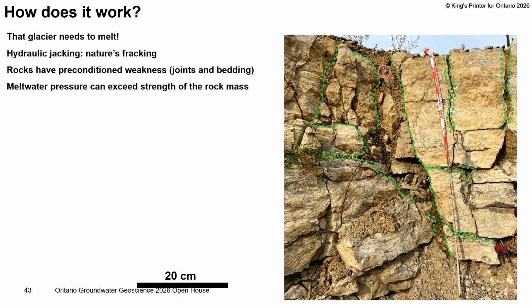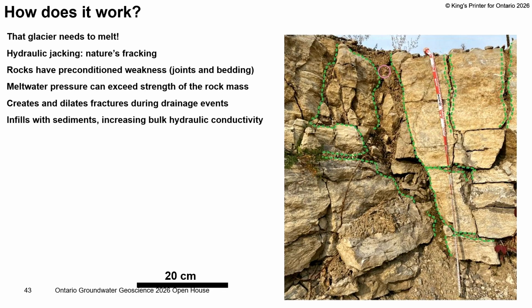And when meltwater builds up beneath the ice, it can only get increasingly pressurized if it doesn't have anywhere to go. And if there's enough ice on top, the pressure in the water can exceed the strength of the rock, and then that can create or dilate fractures during drainage events. And if you're lucky, sometimes those cracks get infilled with sediments, and that can have a major impact on the bulk permeability of that rock mass.